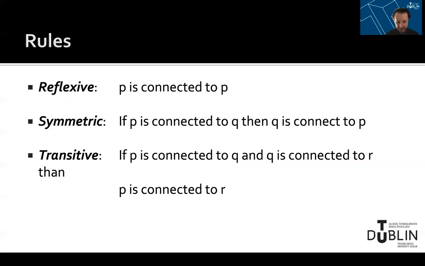So we have reflexive, P is connected to P. Symmetric, P is connected to Q, then it's connected back. My friend is my friend. And transitive: P is connected to Q and Q is connected to R, then P is connected to R. And there are three properties we're going to keep.